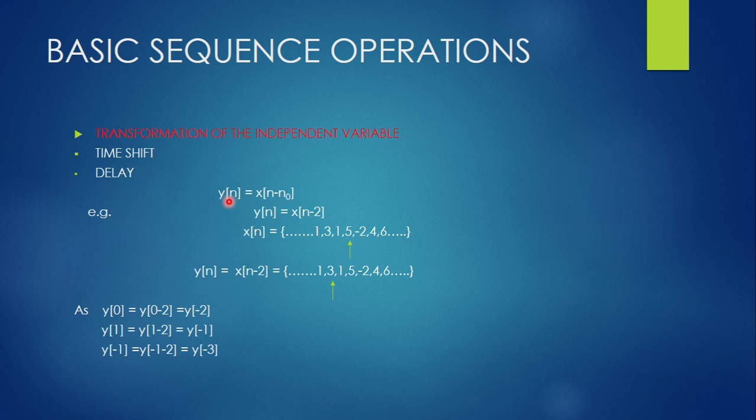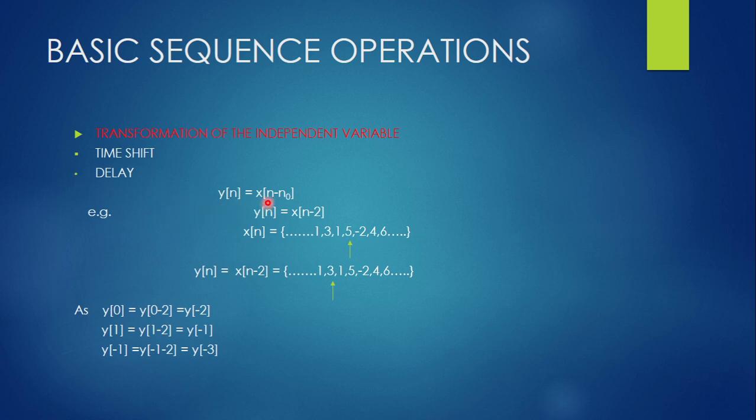So first we will study the transformation of the independent variable, or you can say the operation on the independent variable, on the samples, the number of the samples. Okay, not the value of the sample. The value of the sample is your dependent variable. The number of the sample is your independent variable. First we will start with the time shift. Time shift can be of two types. One is delay, another is the advance. Let's start with the delay.